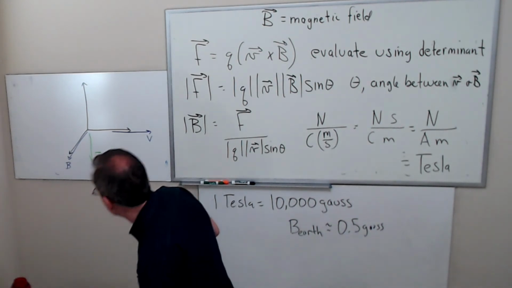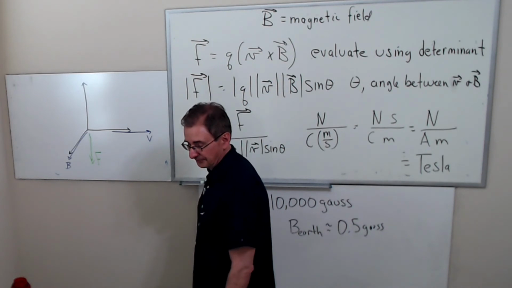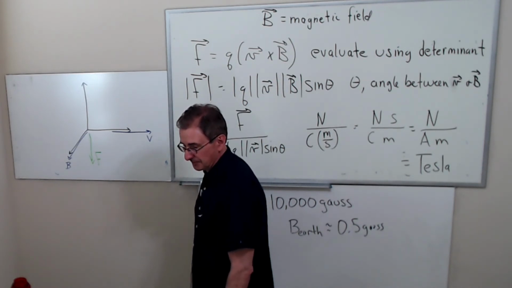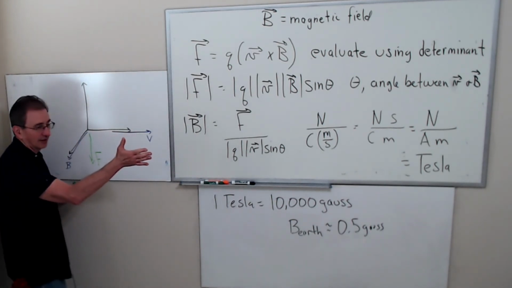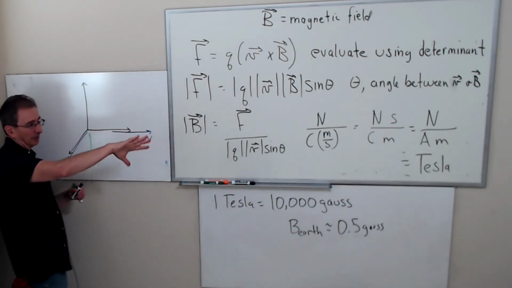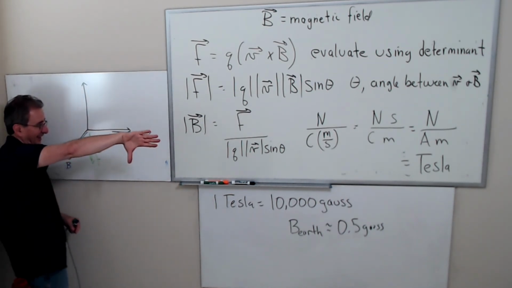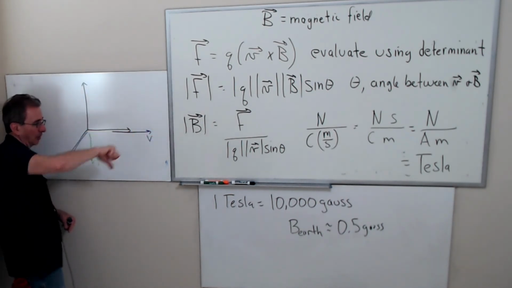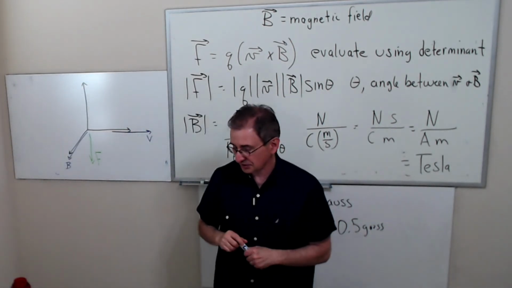Or is it not bright enough? So anybody have any questions on that? You point your fingers in the direction of V. I've got to flip my palm over because I can't bend my fingers backwards. Curl them towards the magnetic field. Your thumb points in the direction of the force. Any questions or concerns?